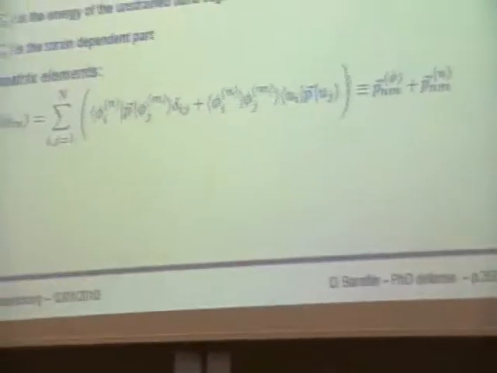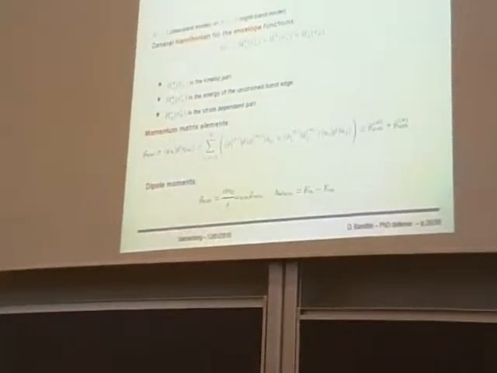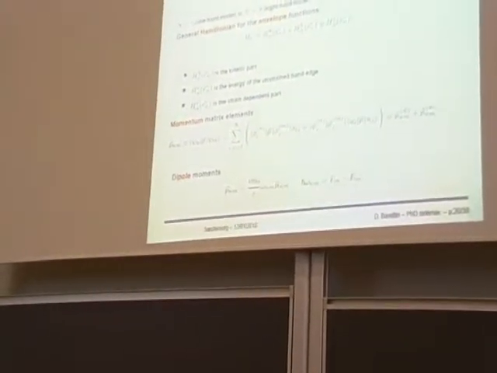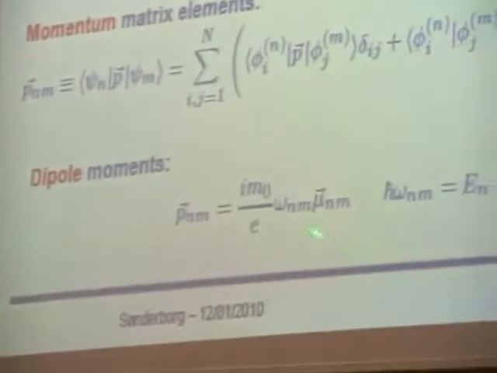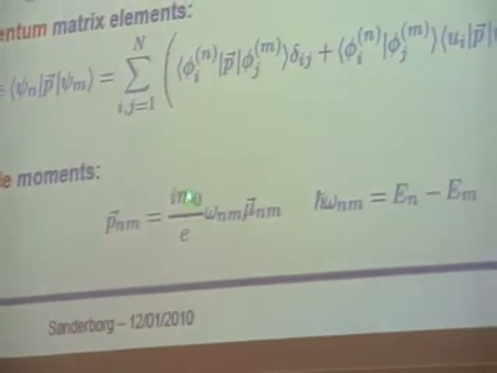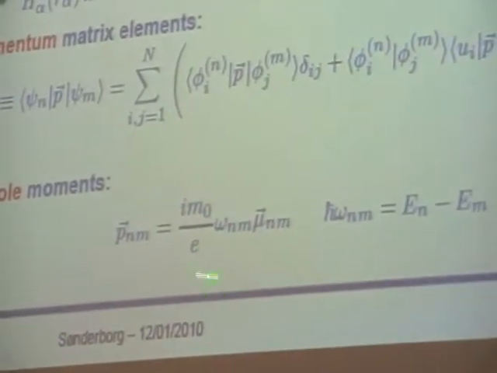And then from the momentum matrix element, we can derive the dipole moment here using this relationship. Here we have the momentum matrix element and its connection to the dipole moment mu_nm, which is in the same state. m0 is the free electron mass and e is the electric charge, and basically we use the energy difference in this way here.